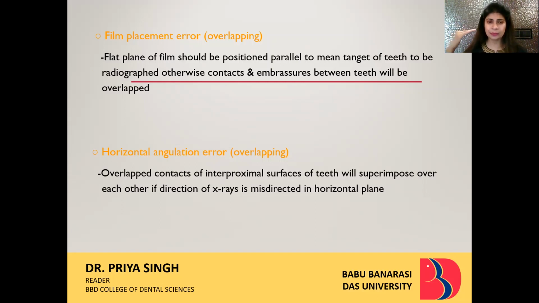Just for example, we know that molars follow this angulation. If we direct the X-rays from front to back, the front teeth will seem to be overlying on the back teeth. And the same thing can happen if we have placed the X-ray tube head from backwards to front. Again, the back tooth will seem to be overlying on the front tooth. So the horizontal angulation as well as vertical angulation should be taken care of while taking a radiograph.